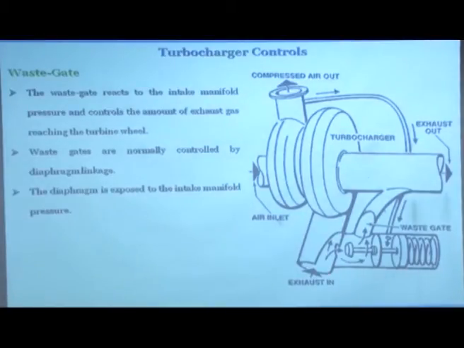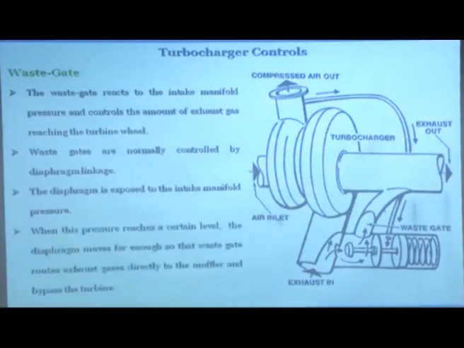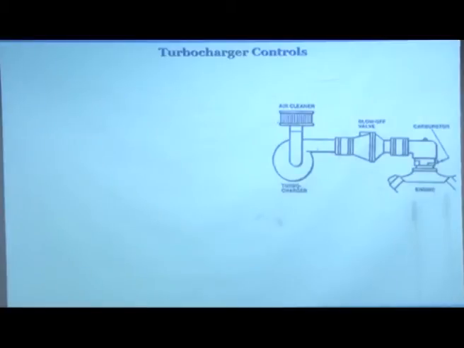The diaphragm is exposed to the intake manifold pressure. So, intake pressure is brought through a pipe to this. When the pressure reaches a certain level, the diaphragm moves far enough so that the wastegate routes exhaust gas directly into the muffler and bypasses the turbine. The exhaust gas will pass. Okay. So, is this clear? Wastegate, how does it work?